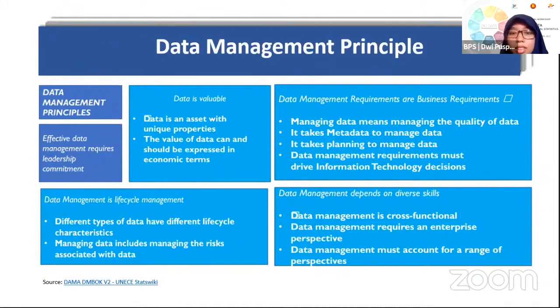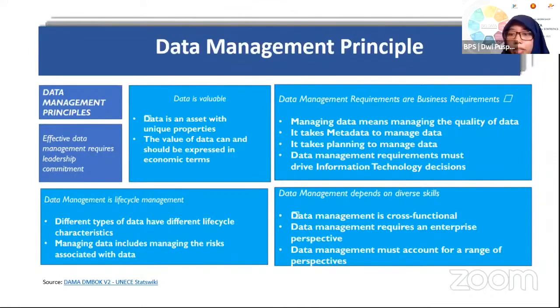And then, just like it has been explained before by Bu Novi, for data management to work properly, we need to ensure the appropriate use of metadata. And in the specify needs phase, we also need to make proper and clear planning on how to manage the data. And then finally, data management requirements must drive information technology decisions.